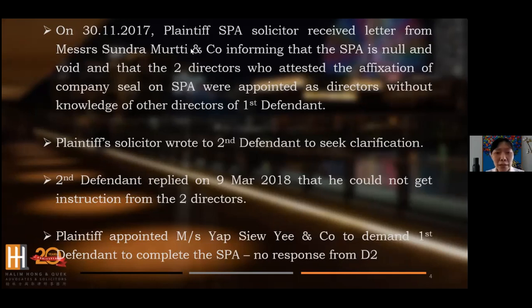So the plaintiff's solicitors wrote to the second defendant, who was representing the first defendant in the SPA, to seek clarification. The second defendant replied on 9 March 2018 that he could not get instructions from the two directors. So the plaintiff appointed another law firm, Yap Siu Yi and Company, to demand that the first defendant complete the sale and purchase. There was no response from the second defendant.